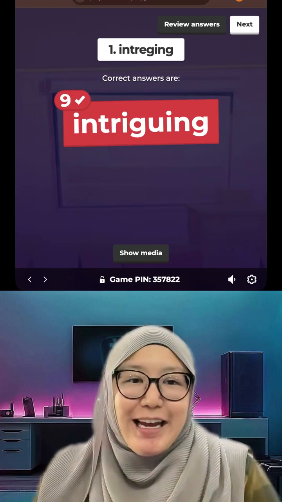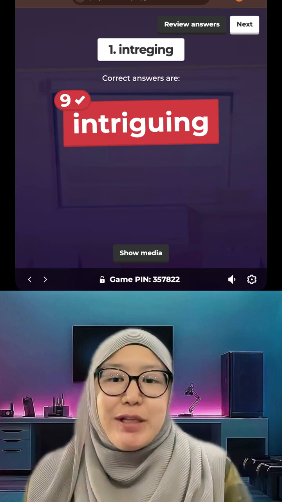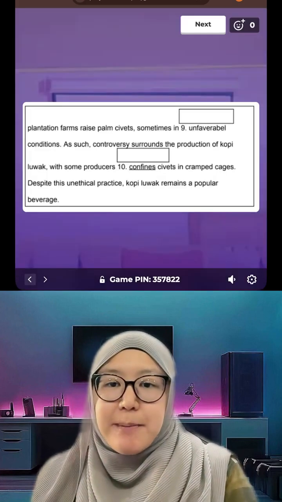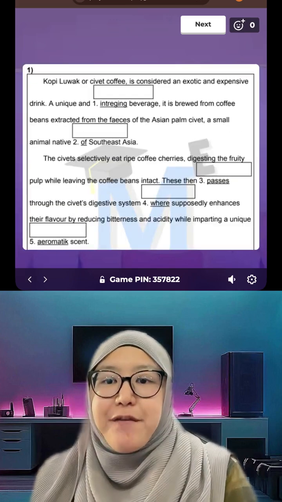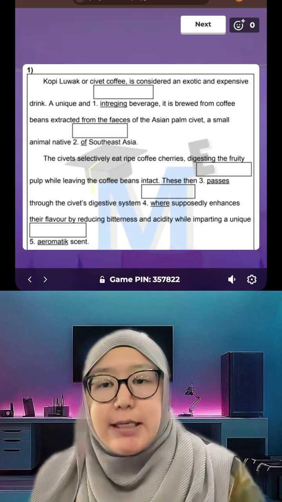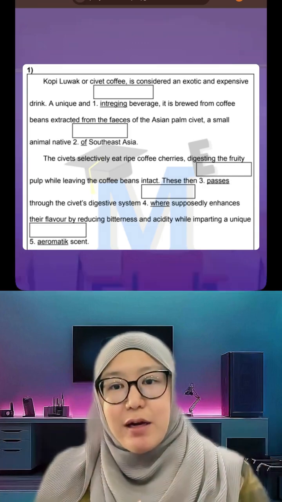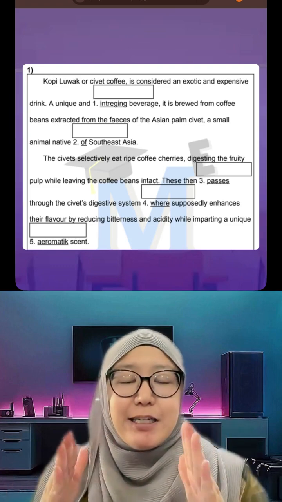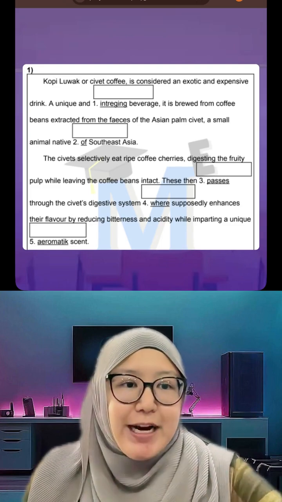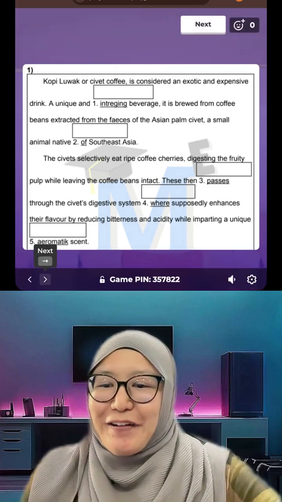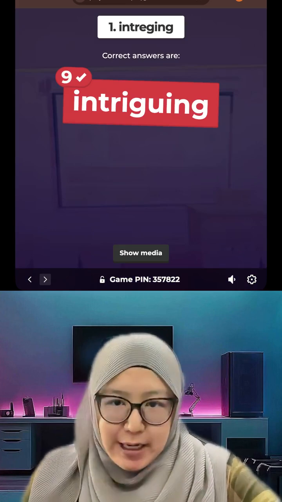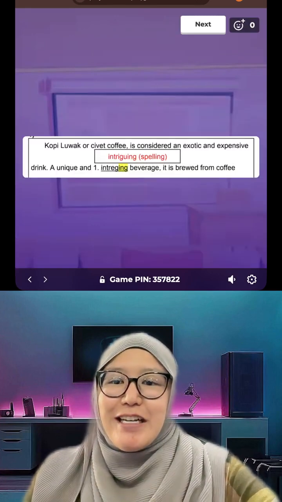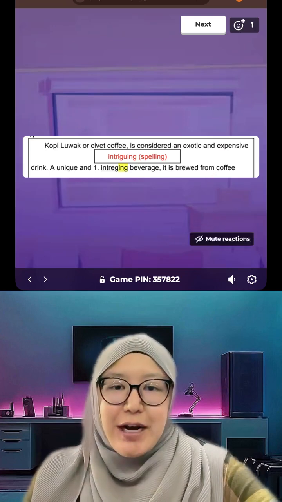Yes, the answer is intriguing. Okay, I love that you included the "ing" behind, because I think last week I already gave you the hint or the tip. Whenever you see that the underlined word has ing, ed, or even s, if it is a spelling error, you should include the ing, ed, or es and s in your correct answer. But this is only meant for spelling errors, not grammatical errors. My keyboard auto-corrected it. Okay, so now the answer is correct. Intriguing. Genius hand still at the top of the world. Alright, so next. So it's intriguing: a unique and intriguing beverage, describing the kopi luwak.